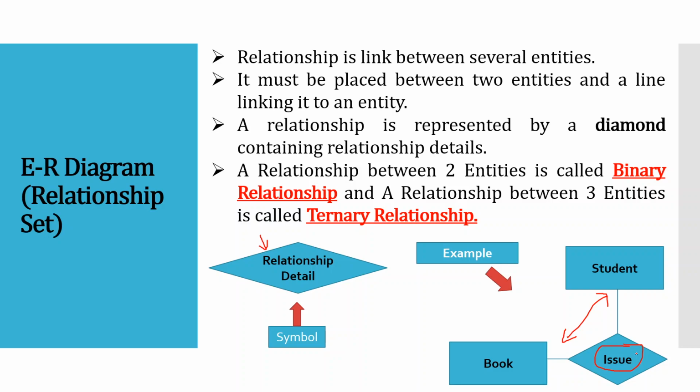Clear, everyone? What is a relation? You need to provide some type of connection between two entities, or entity sets rather. So here student is one entity set, right? And book is the other entity set. Both of these entity sets are connected by a relationship called issue. Clear with this, guys, everyone? Or any doubts?